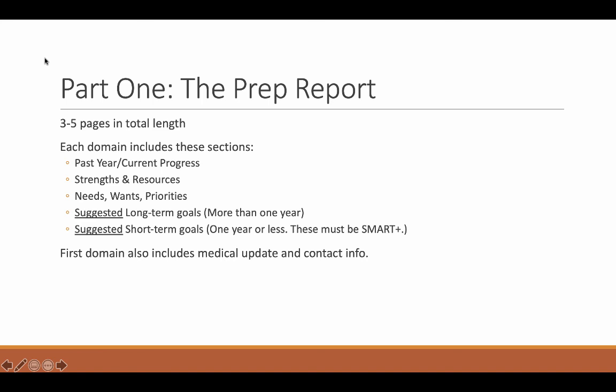And again, these are not Smart Plus, and they are for more than 1 year in the future. They don't need to have a specific date. Then your suggested short-term goals. These are for a year or less, somewhere between 3 and 12 months. They must be Smart Plus, and they must be in some way a step towards the person's longer-term goal. Okay, that's going to end this video, and I'm going to strongly suggest to you that your team begin here. Really begin by developing a case study-based prep report for Scott, and that you redeem one of your tickets to see whether or not you're on the right track.